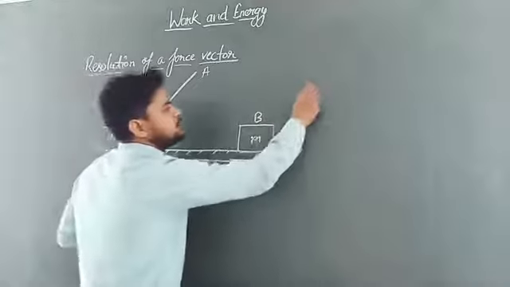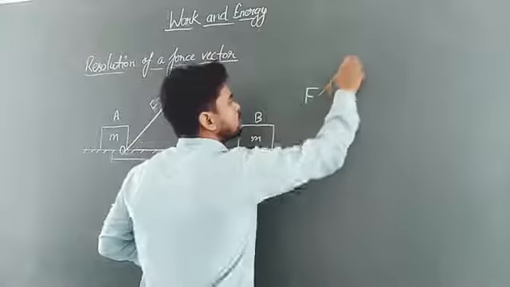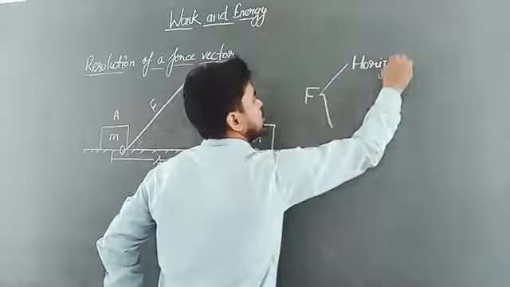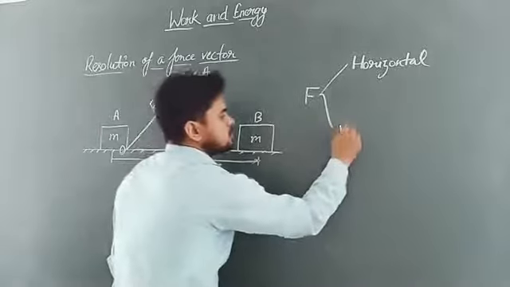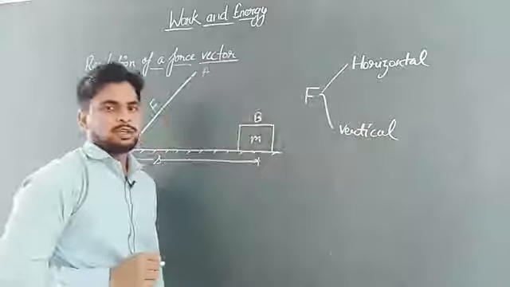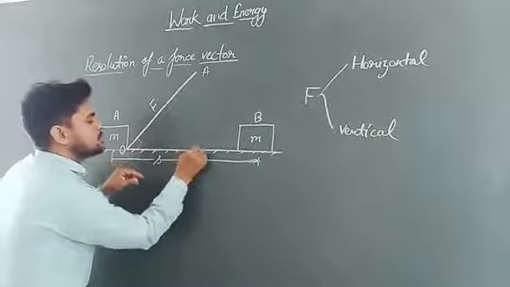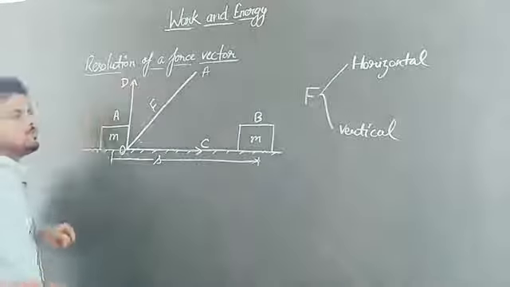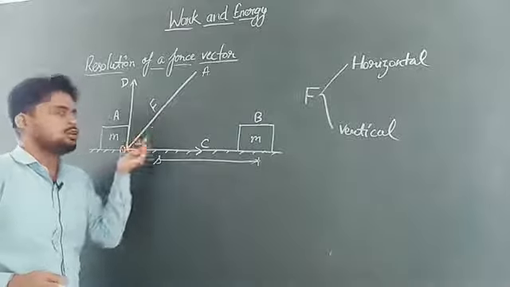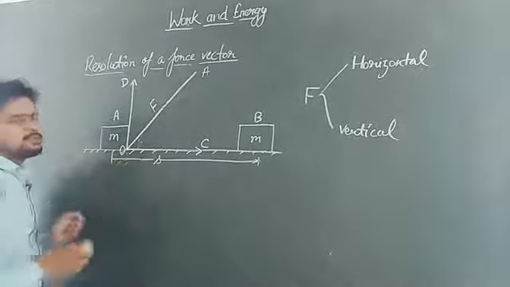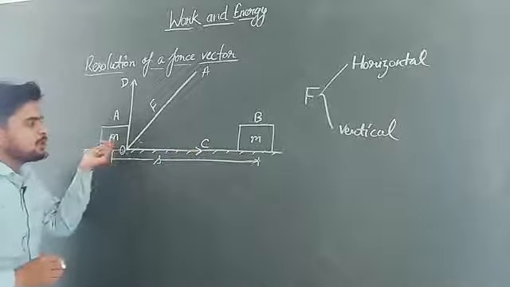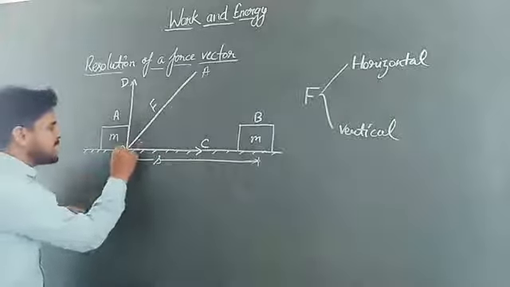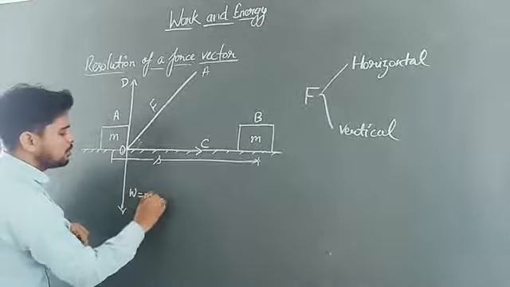It means here we can say that this force F which is applied by the man is divided into two components. What are these two components? First, the horizontal component, and the other one is the vertical component. This OC is the horizontal component, while OD is the vertical component of this force F, which is acting along OA. Now it is clear from this figure that OC is the force which is responsible for producing the displacement S in this block, while this vertical component is balancing the weight of this block.